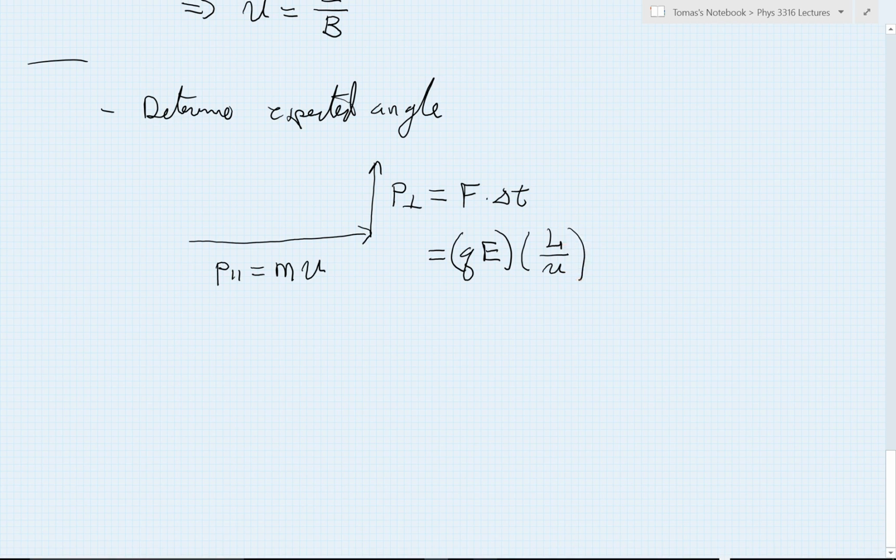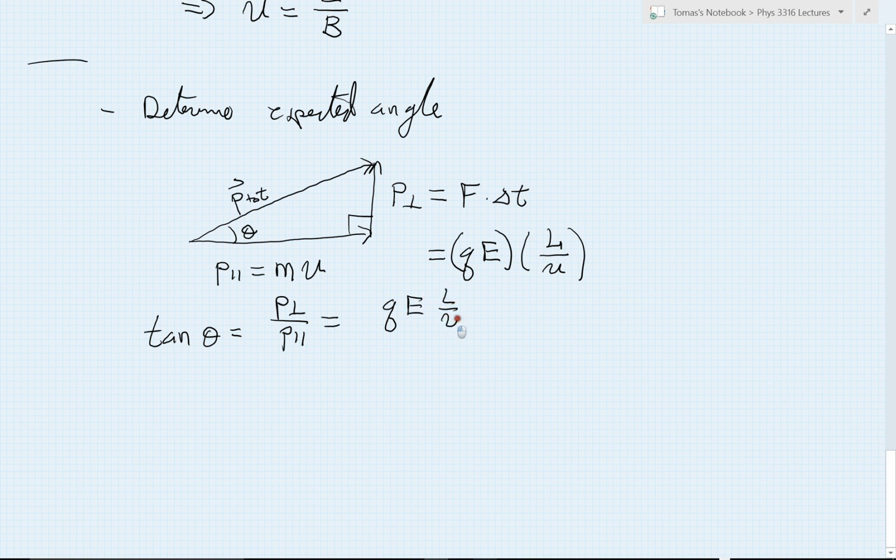So the time spent is simply the length through which we're traveling divided by the velocity at which we are traveling. The final total momentum that then defines the velocity and the angle theta that we measure in the experiment, I'll call this P total, that's my final total momentum vector, is just the vector sum of these two perpendicular vectors. So now, to determine theta, it becomes a matter of trigonometry. The tangent of the angle theta, of course, will be the opposite side divided by the adjacent side. And we now know all of these quantities, right? The perpendicular momentum is QEL over V, and the parallel momentum was MV.